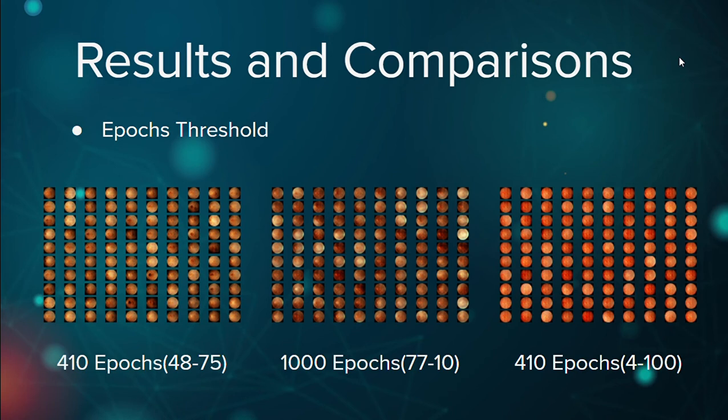The images in the middle have been generated when the epoch is equal to 1000, and the real to fake accuracies are 75 to 10%. The image on the far right has been generated using 410 epochs, and the real to fake accuracies are 4 to 100%. As we can see, the images on the far left seem to be a lot clearer when compared to the ones on the right.